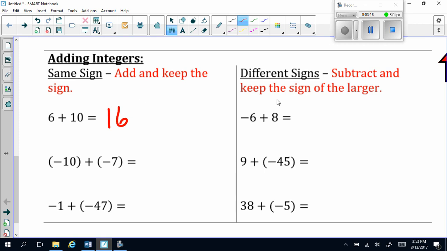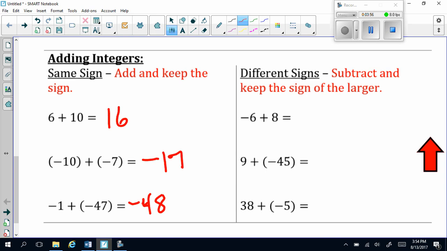Now, for some reason, when we throw these negatives in here, people start to get confused. -10 plus -7. There are lots of ways to think about that. One way would be thinking about it in terms of money. Negative means you owe. So if you owe somebody $10 plus you owe somebody $7, you're going to owe them $17. So we did 10 plus 7 is 17, and we kept the sign negative. Same with our third example. We are adding, and the signs are the same. So 1 plus 47 is 48, and keep the sign.